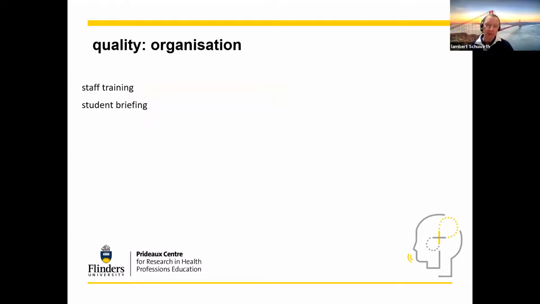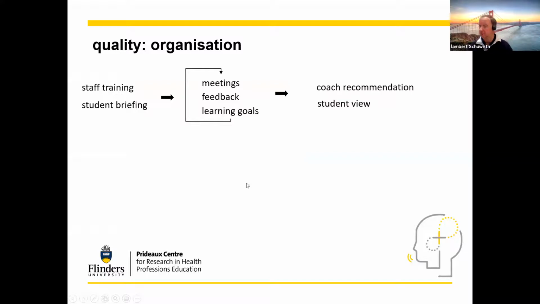The other way of looking at it is that you can build quality and reliability into your organization. Your organization, the way you deal with assessment, can be trustworthy. For example, by making sure that if there are observation-based assessments in your program, that your staff is trained, that they know what they need to observe, that they know what they need to see, and that the students know how the assessment goes. There might be meetings, feedback on the learning goals with student and staff members.